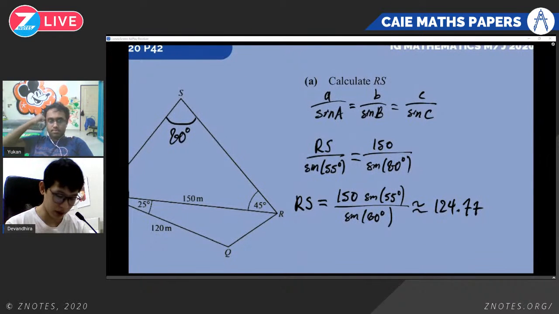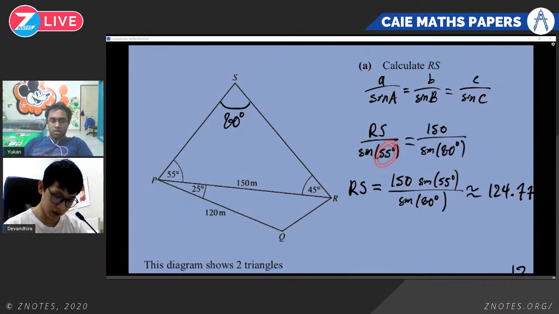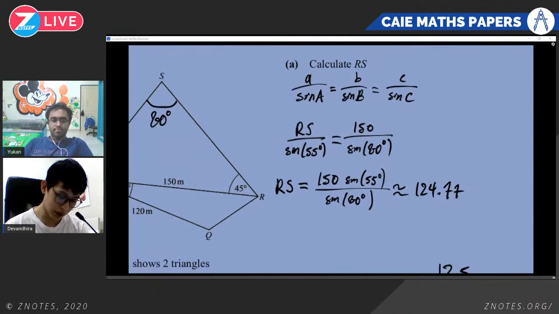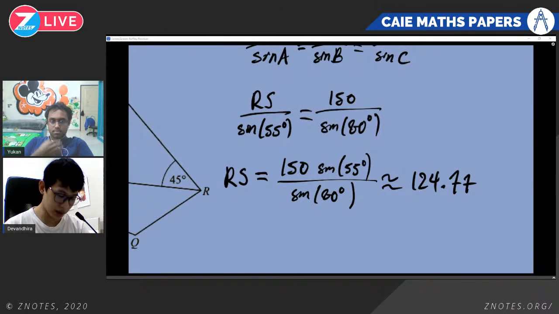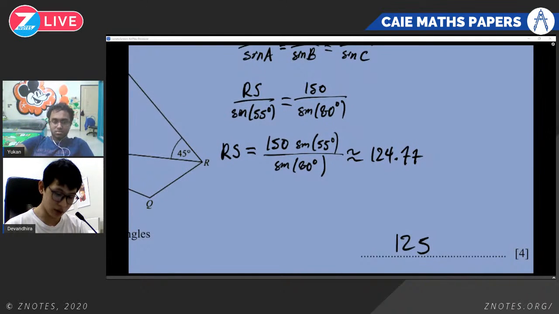And we can just plug everything in. For me, I let a become RS, so its opposite angle is 55, and 150, then 80 degrees from here. We can make RS the subject by multiplying sine 55 on both sides. Put that in your calculator and you should get 124.77. But because Cambridge wants you to round to 3 significant figures, 125.